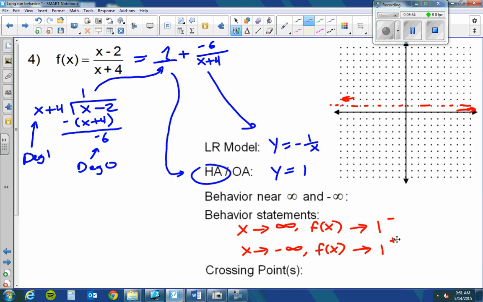Okay? And then the crossing point, you look at the numerator of the proper rational function, which is what? What's the numerator of the proper rational function? The negative 6. Well, you're supposed to figure out when that numerator will equal 0. Negative 6 will never equal 0, right? So this one has no crossing point.